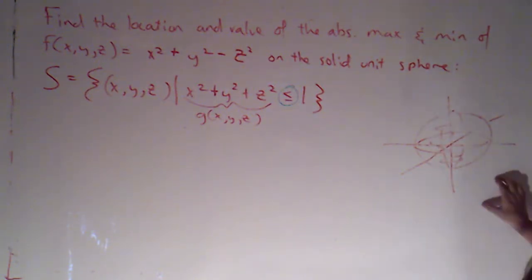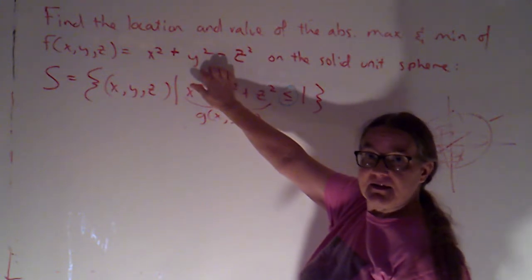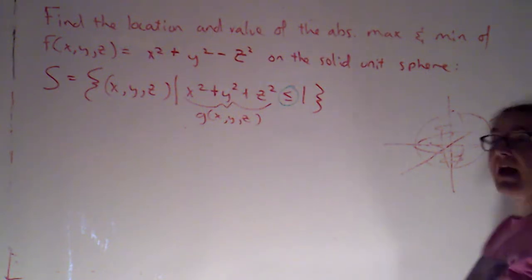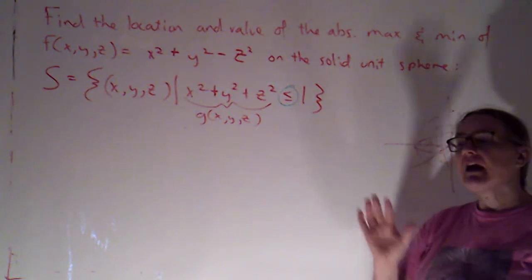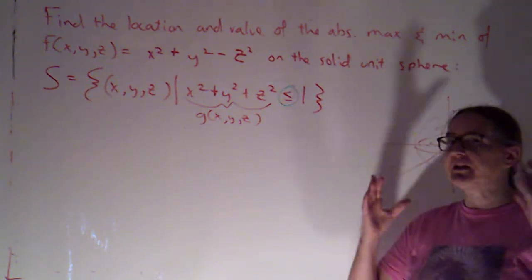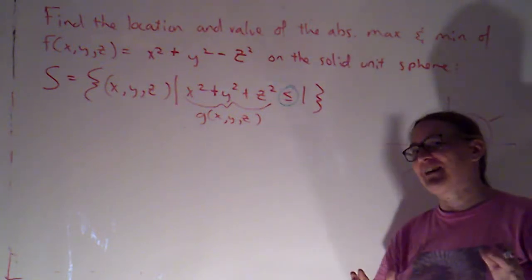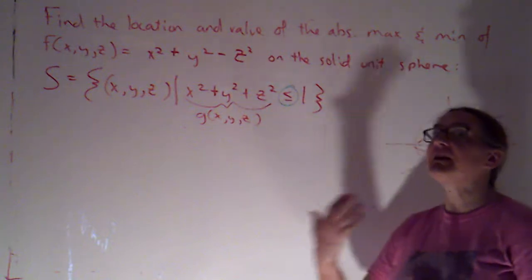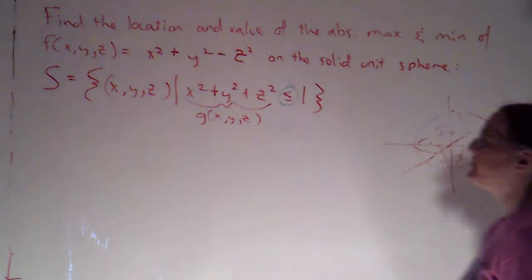Okay. Now, in this case, notice the function I'm trying to optimize is continuous. The solid unit sphere is closed and bounded. Extreme value theorem guarantees that there exists a max and a min. Sometimes that's going to be the case. In the homework, you'll see that you're generally told at the start of the problem set, all of these problems have a max and a min. Sometimes that's from the extreme value theorem. Sometimes you're just being given that, because without the extreme value theorem, you might not otherwise know.